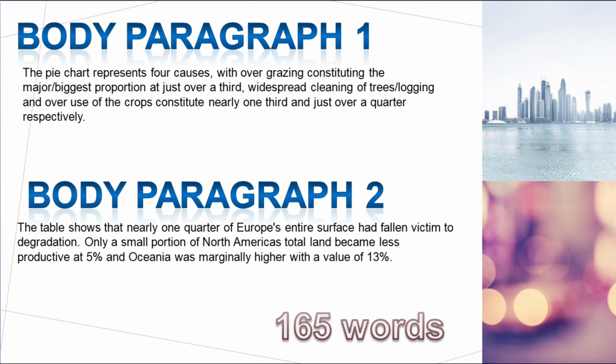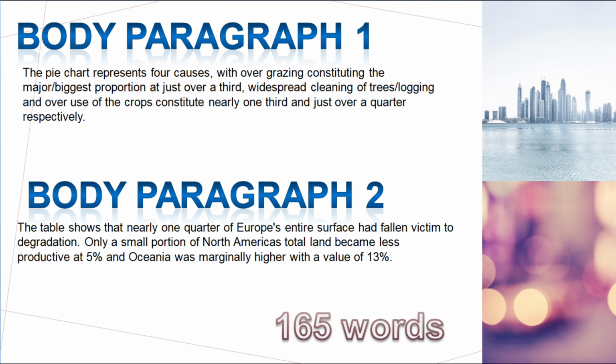For body paragraph 1, we will be talking about the pie graph only, and it is up to you if you want to mention the percentages. Here I have given the example without mentioning the percentages. I have said the pie chart represents four causes, with overgrazing constituting the major at just over a third. Widespread clearing of trees and overuse of the crops constitute nearly one third and just over a quarter respectively.